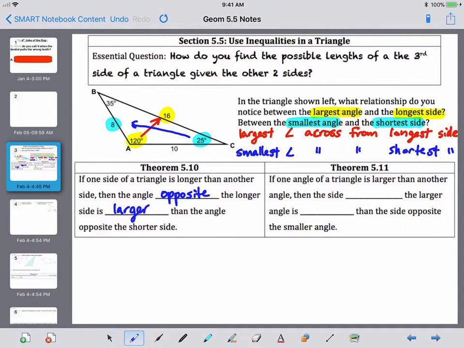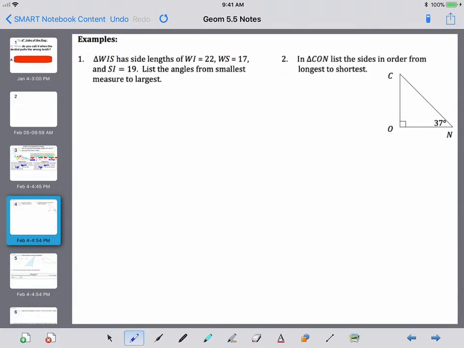On the flip side, if you know one angle of a triangle is larger than another angle, then the side opposite the larger angle is longer than the side across from the smaller angle. And that's really what we saw in this picture up above. So we're going to use those two theorems to do these two examples down below.